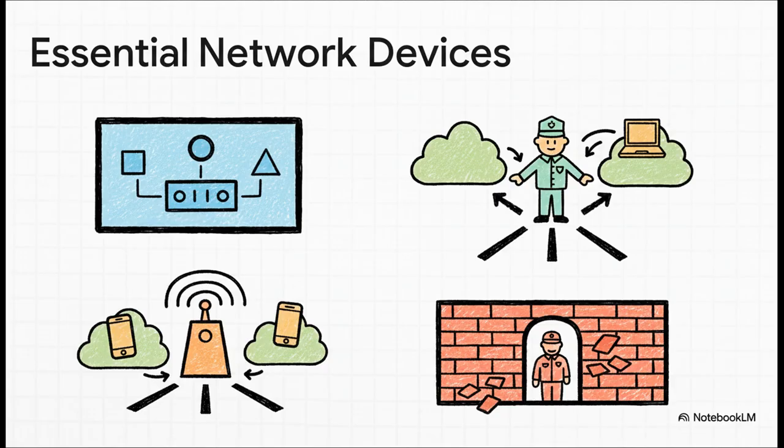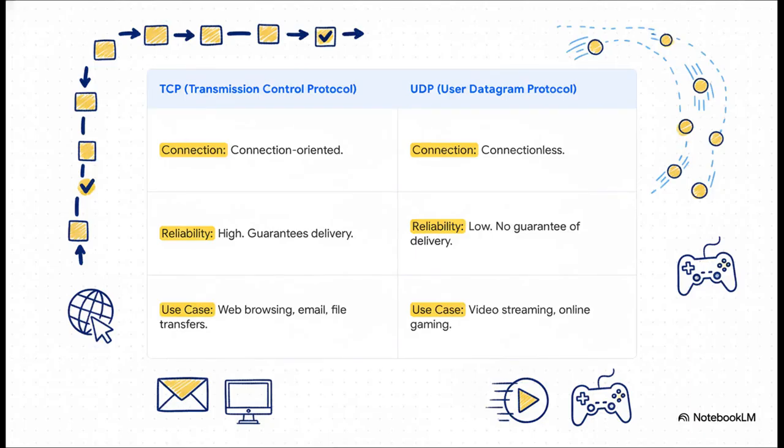All right, here's another huge one for your exam, TCP versus UDP. This all comes down to a simple trade-off, reliability versus speed. TCP is the reliable one. It establishes a connection, checks to make sure every piece of data arrives, and puts it all in the right order. It's perfect for loading a website or sending an email where you need everything to be perfect.